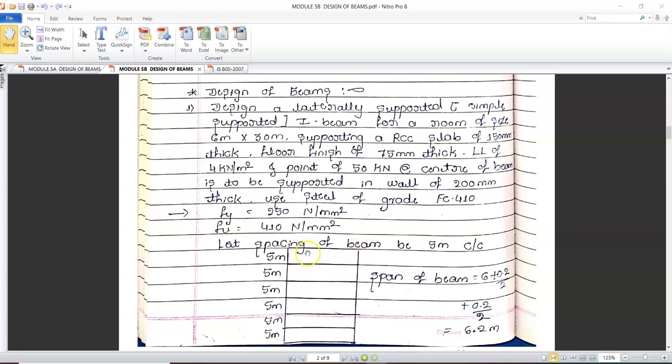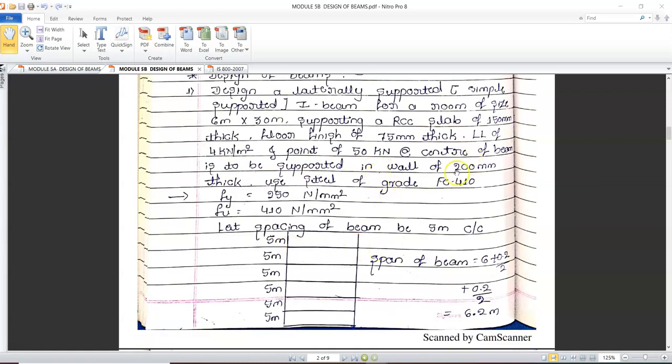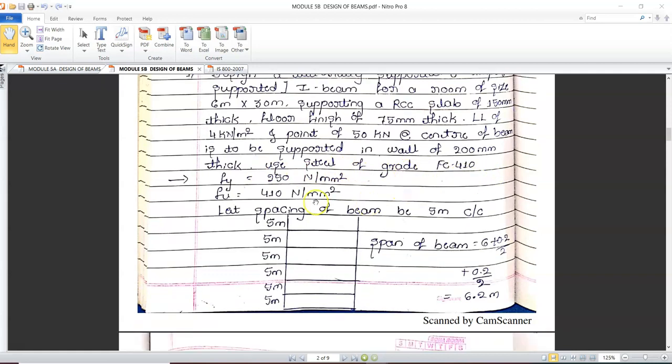Now this is the width of the room, 6 meter into 30 meter, supporting an RCC slab of 150 mm thick, floor finish of 75 mm thick and live load of 4 kN per square meter, and a point load of 50 kN at the center of the beam is to be supported. The beam is to be supported on a wall of 200 mm thick. Use steel of grade Fe410.